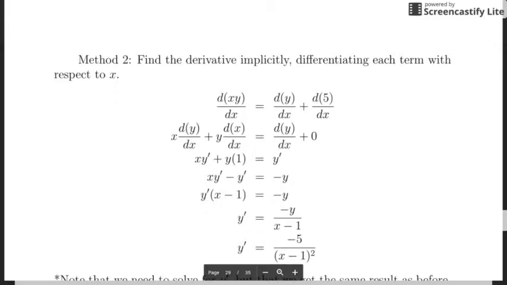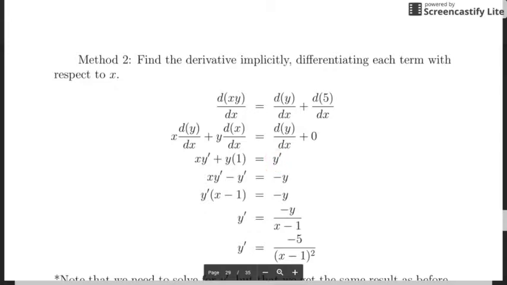Over on the right-hand side, the derivative of y with respect to x, well, that's just y prime. Again, that's the symbol that I use to represent that derivative. I don't know what the derivative is supposed to be because I don't know what y is, at least I'm assuming in this case that I don't. We already saw that a moment ago, but let's assume that we don't here. And then over here, the derivative of 5 is just 0. So now I've got x y prime plus y is equal to y prime.